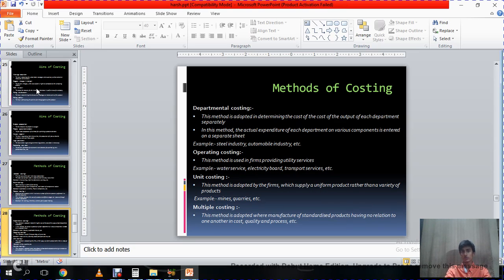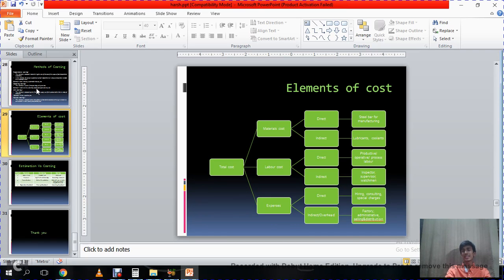Other methods also include department costing. In this method, we determine the cost of the output of each department separately. In this method, the actual expenditure of each department on various components is entered on a separate sheet. Operating costing: this method is used in firms providing utility services. Unit costing: it is adopted by firms which supply uniform products rather than a variety of products. Multiple costing: this method is adopted where manufacture of standardized products having no relation to one another in cost, quality, and process, etc. Now the elements of cost.